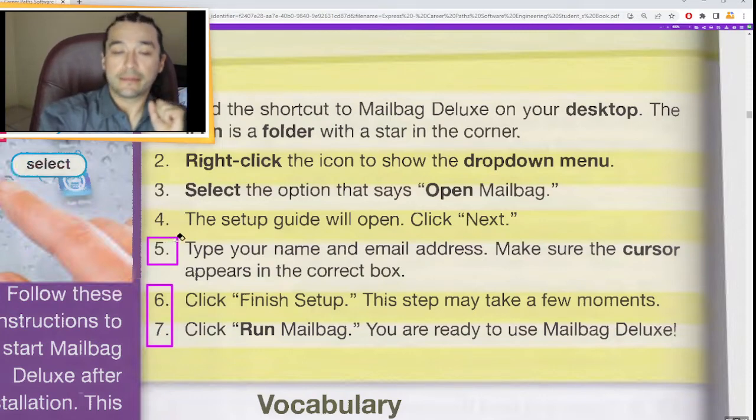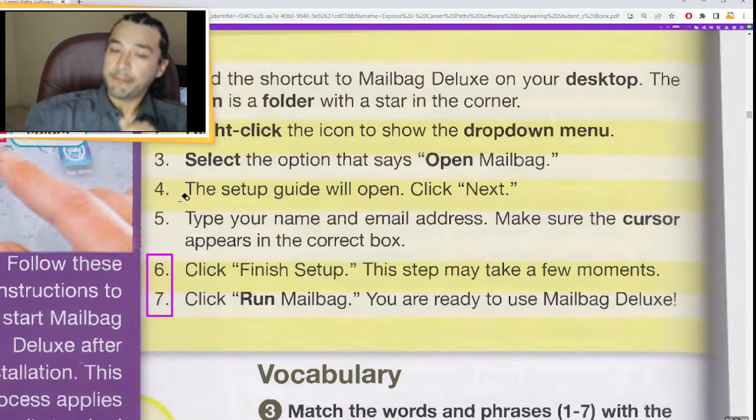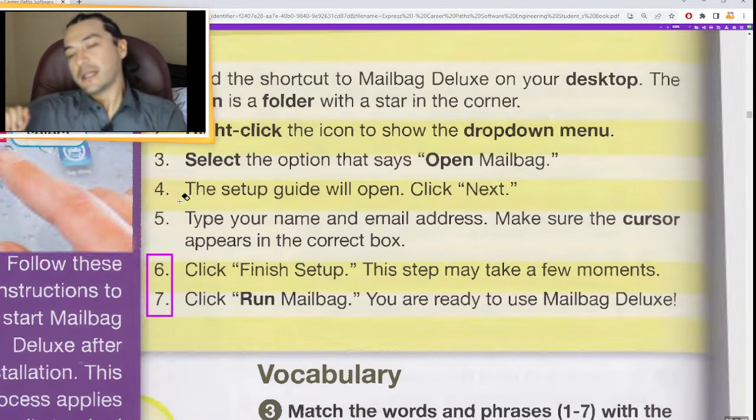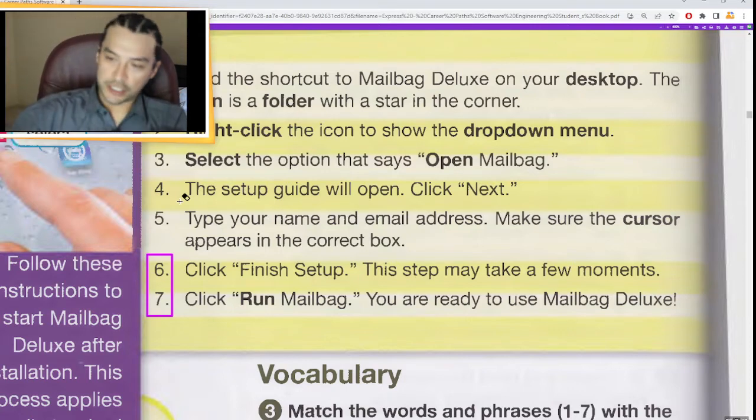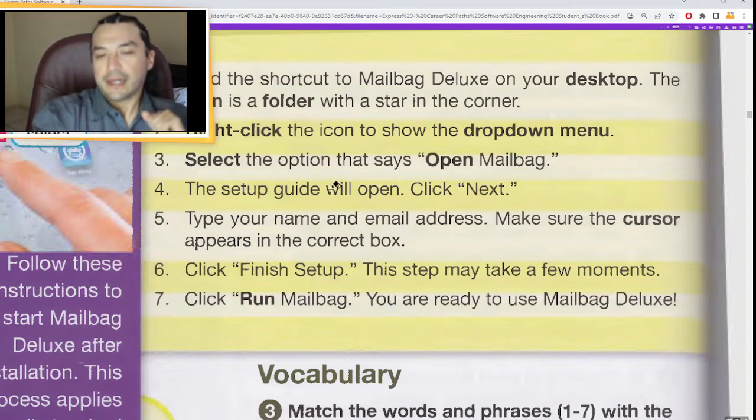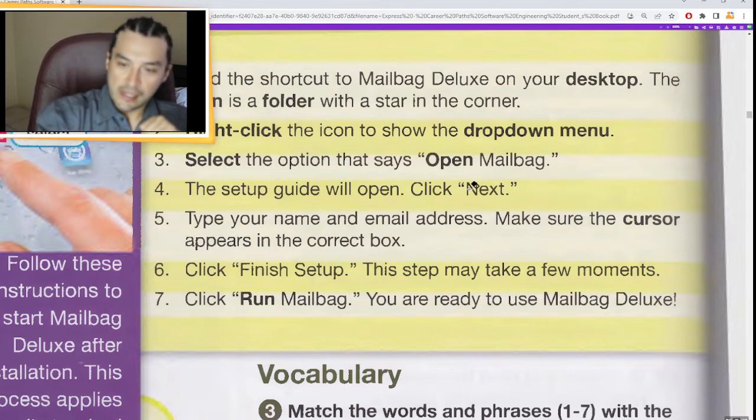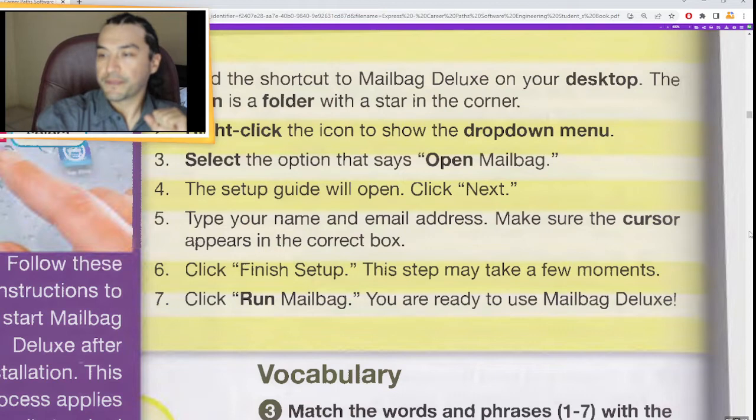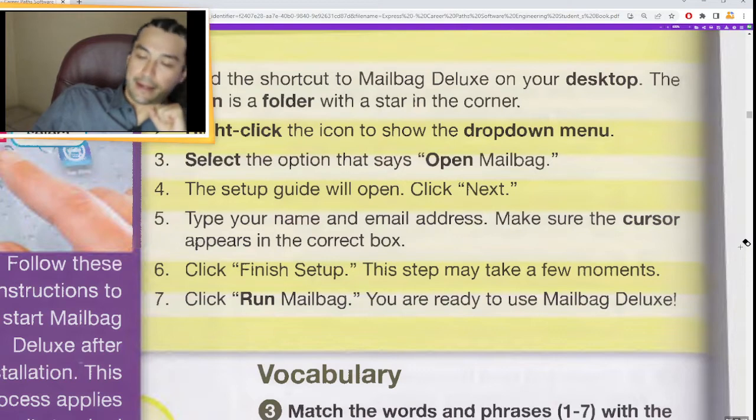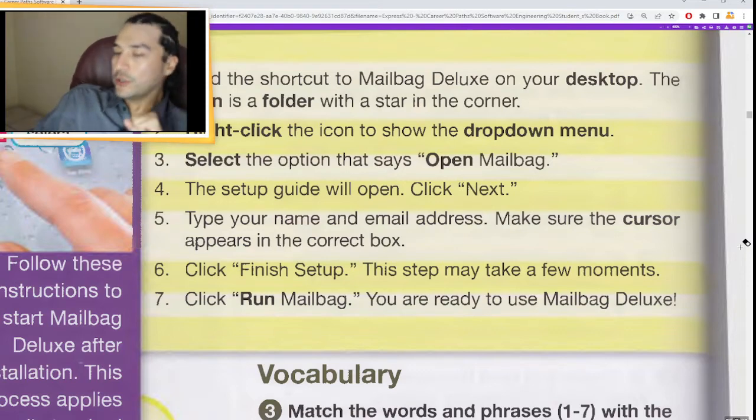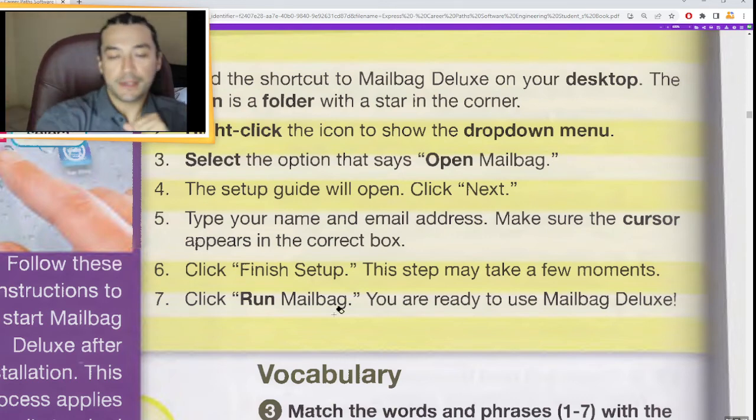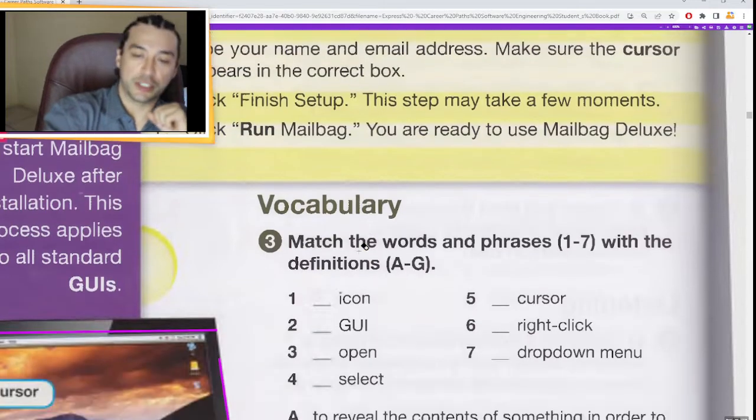Click Next. Number 5, type your name and email address. Make sure the cursor appears in the correct box. The cursor to type. Click Finish Setup. This may take a few moments. And click Run Mailbag. You are ready to use Mailbag Deluxe. 7 steps en las instrucciones, in the instructions.